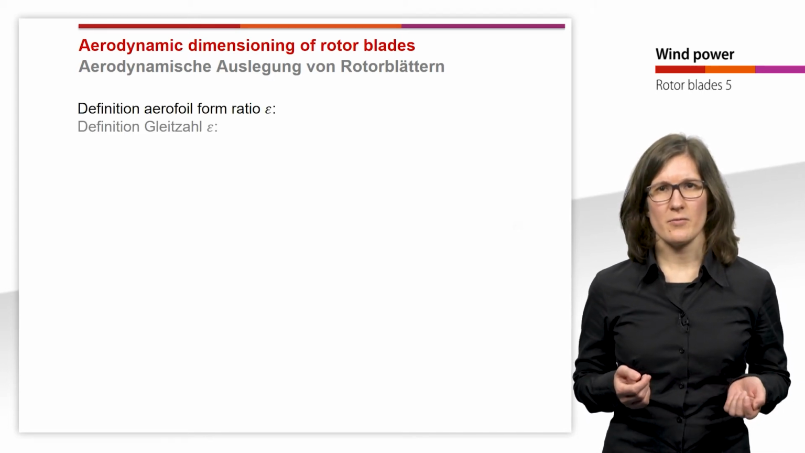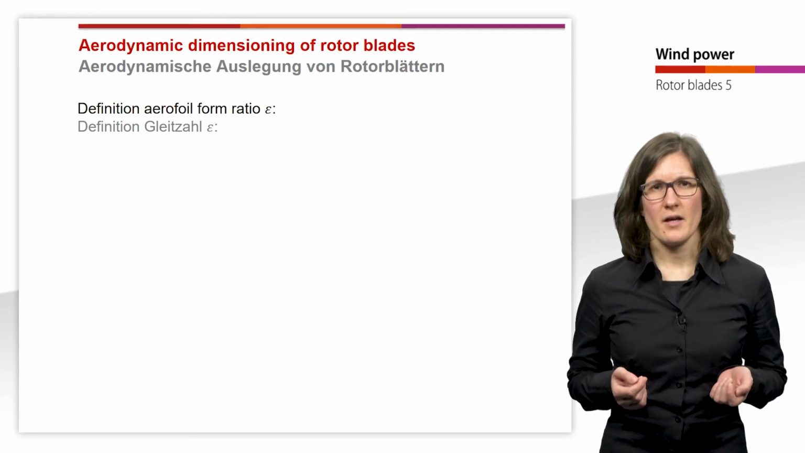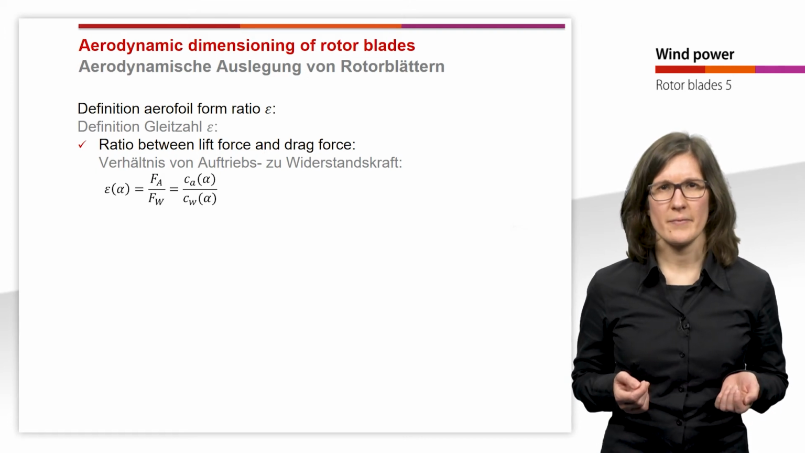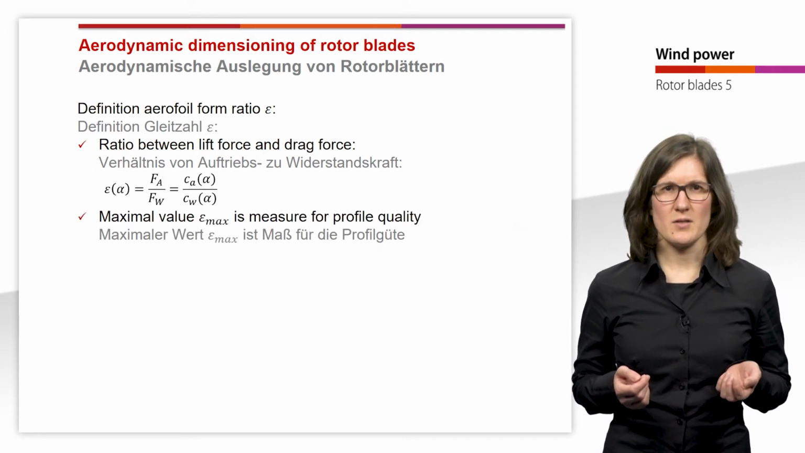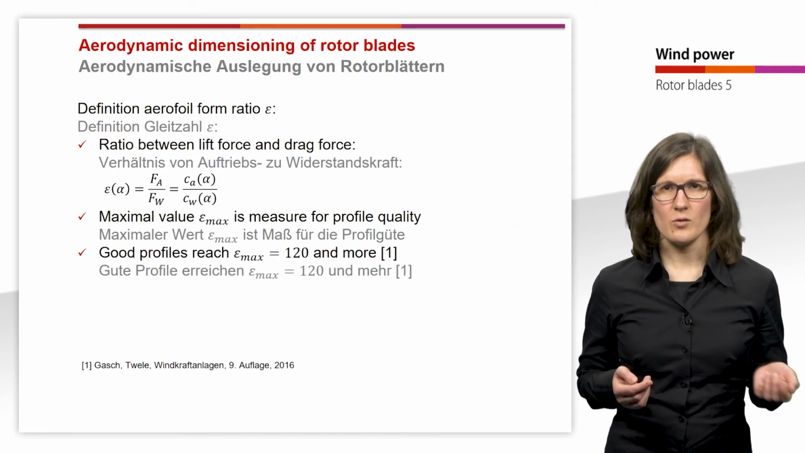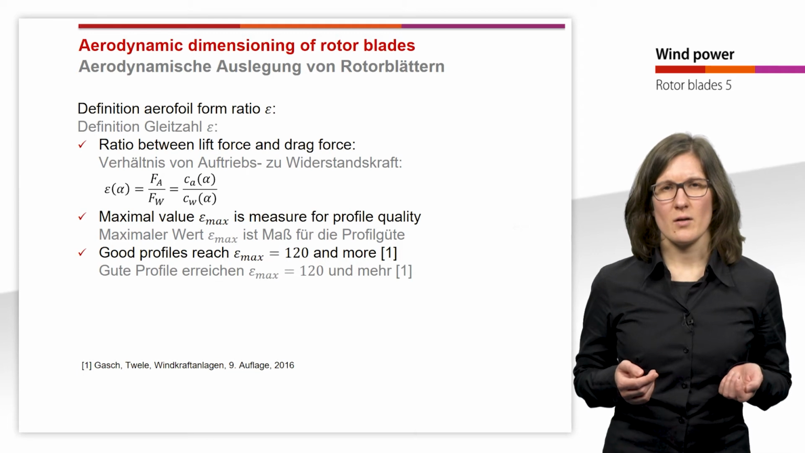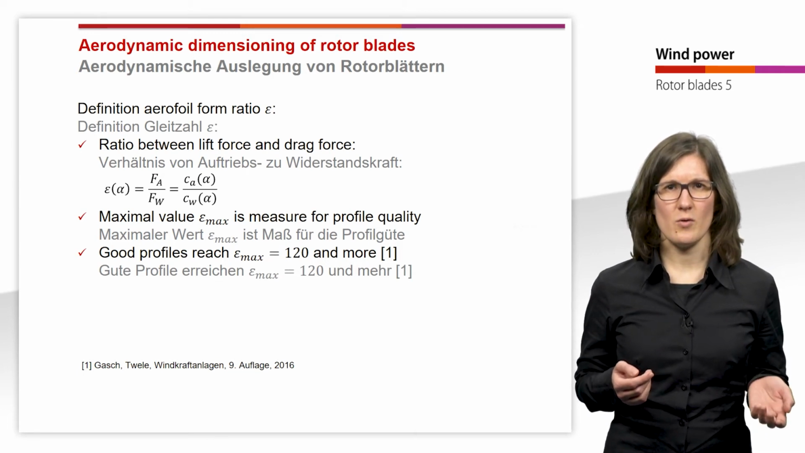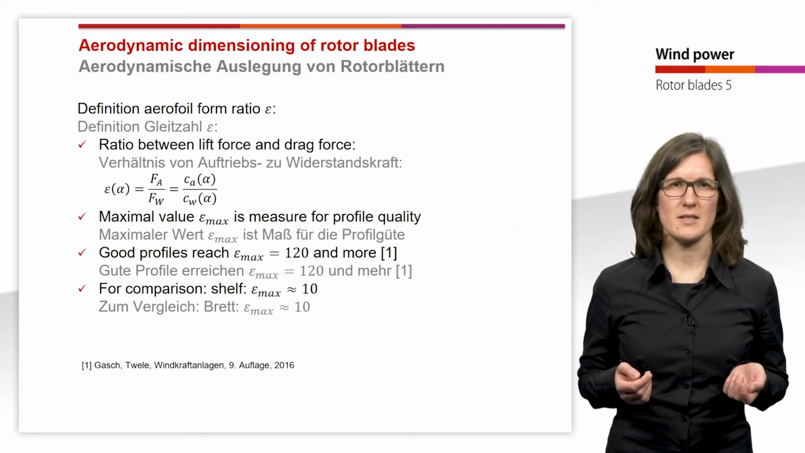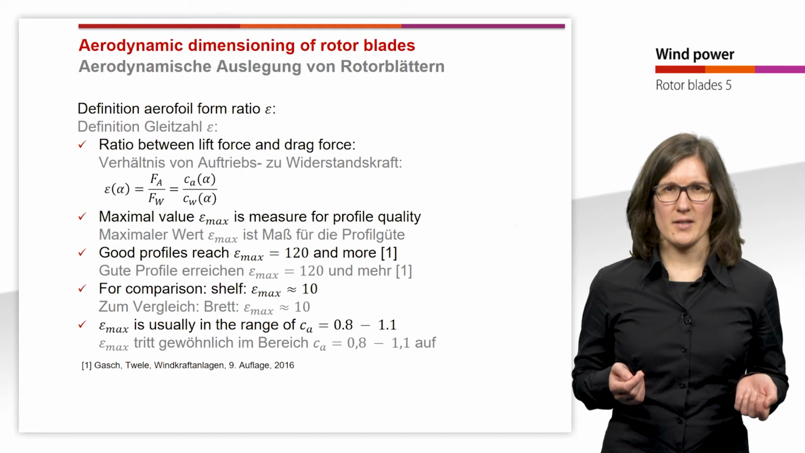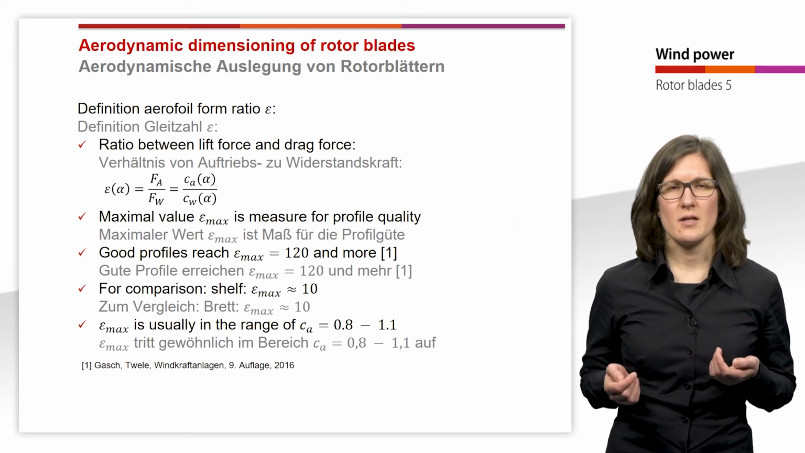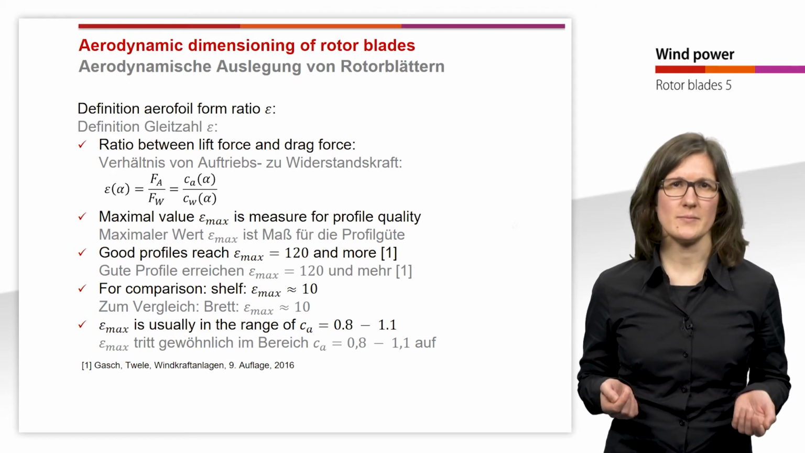First, the aerofoil form ratio is defined, and this number is the ratio between the lift and the drag force. The maximum value, epsilon max, is a measure for the profile quality of the rotor blade. Good profiles reach values of approximately 120 and more, and for comparison, a normal shelf has a value of approximately 10. Epsilon max is usually reached when the lift force coefficient is in the range between 0.8 and 1.1.